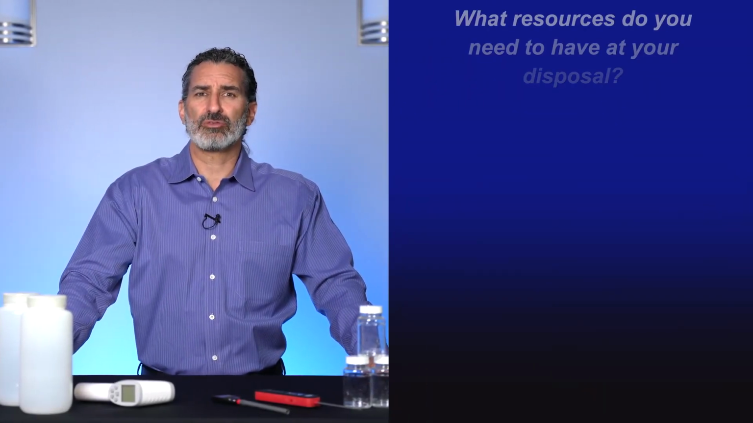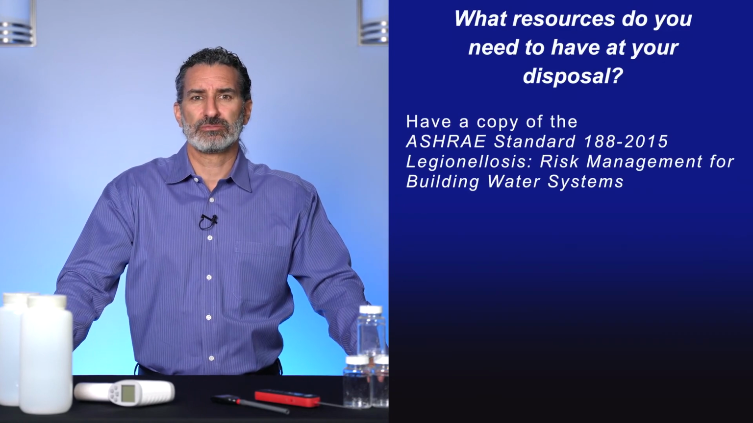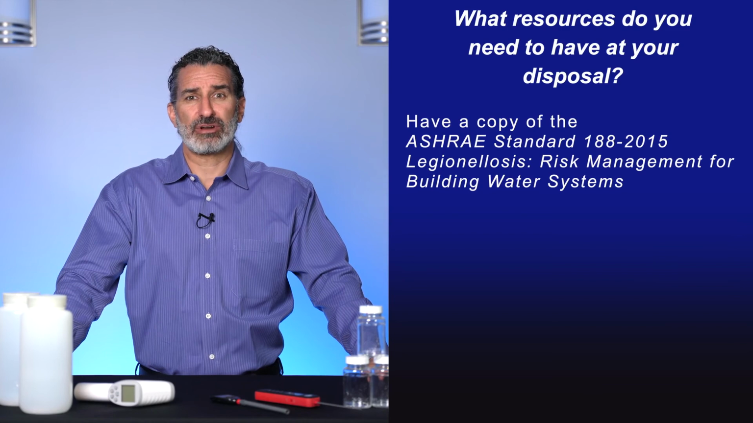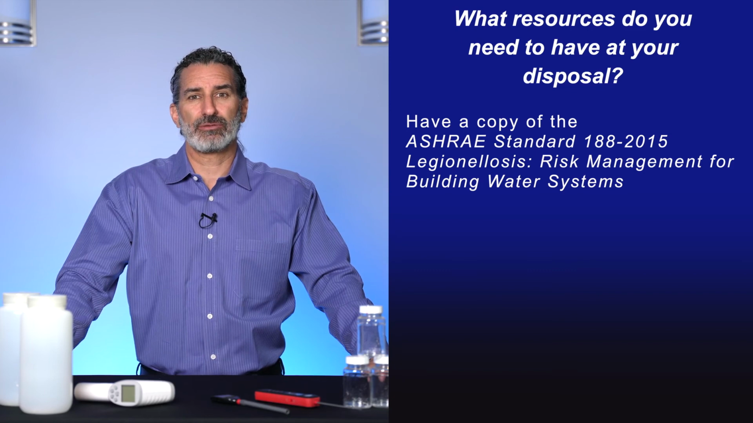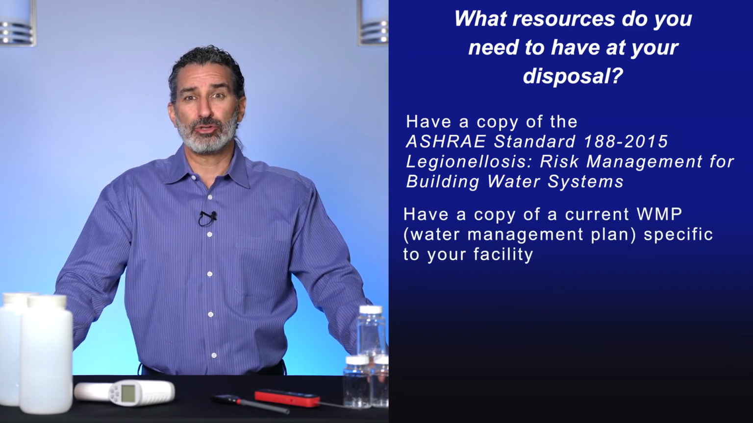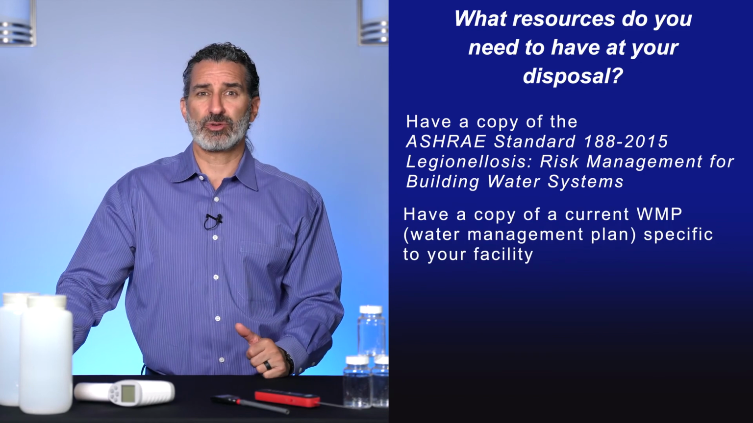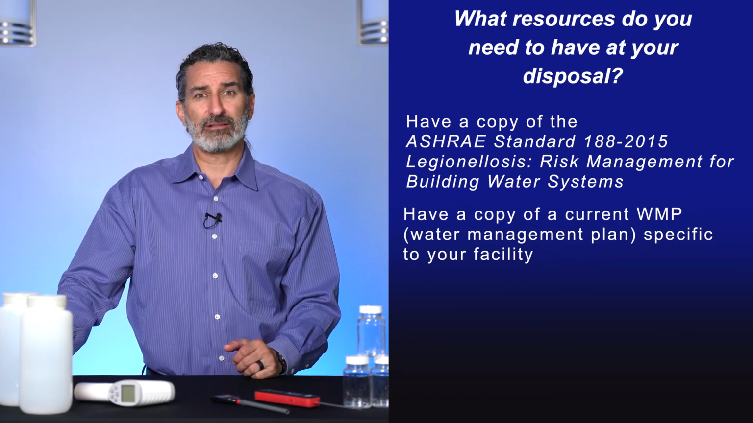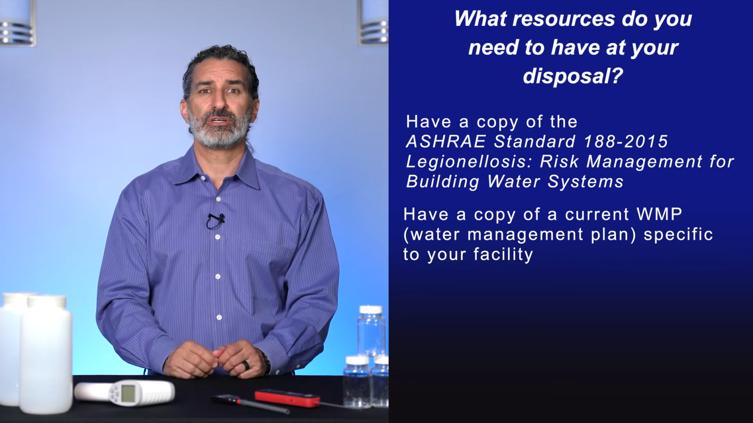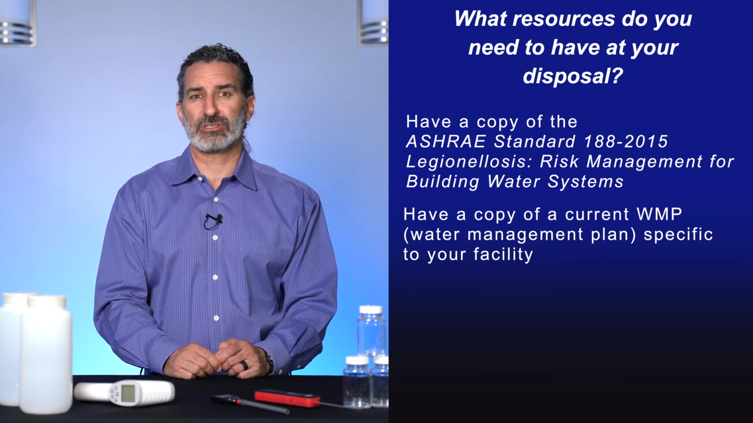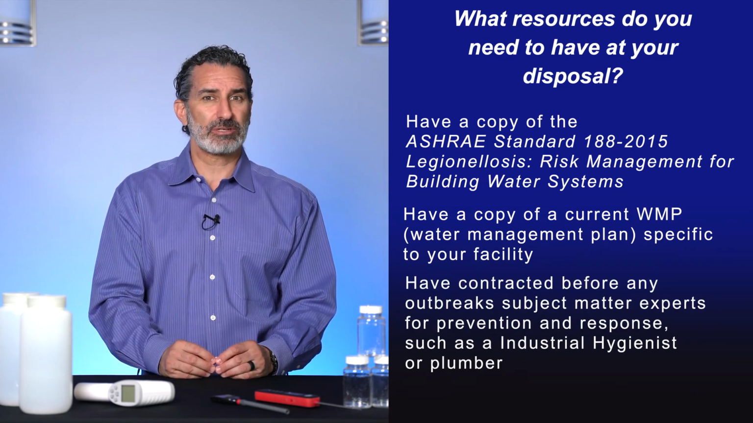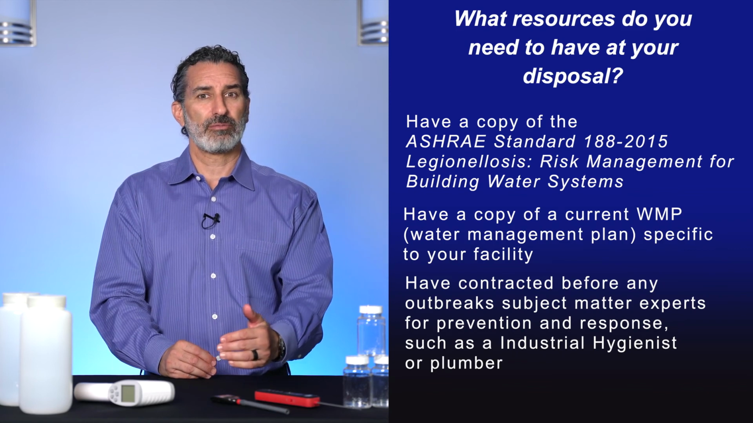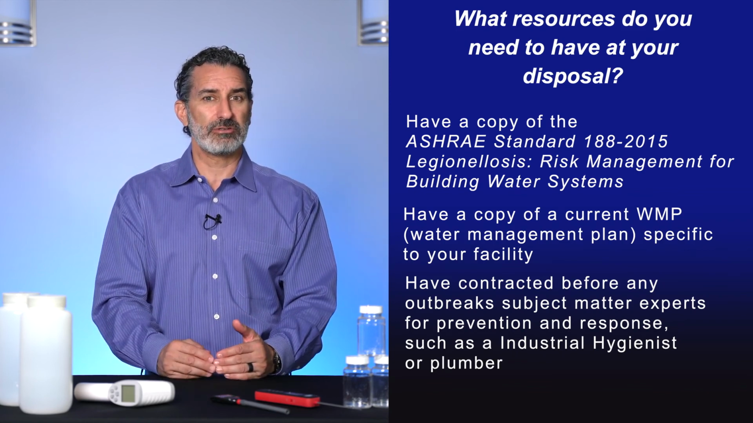When it comes to Legionella, what resources do you need to have at your disposal? You should definitely have a copy of the ASHRAE Standard 188, version 2015, Legionellosis Risk Management for Building Water Systems. You should have a copy of a current water management plan specific to your facility that outlines all the things that you need to do to control Legionella disease bacteria in your facility. In addition, you should have contracted, before any outbreaks, subject matter experts that you would need for both prevention and response, which would include an industrial hygienist or a plumber, for example.